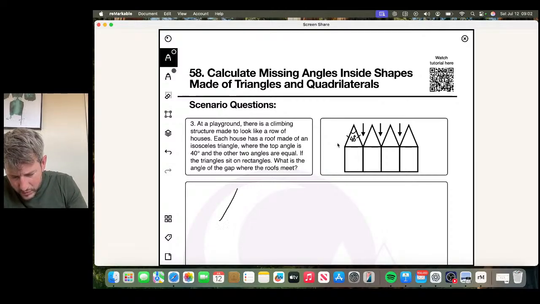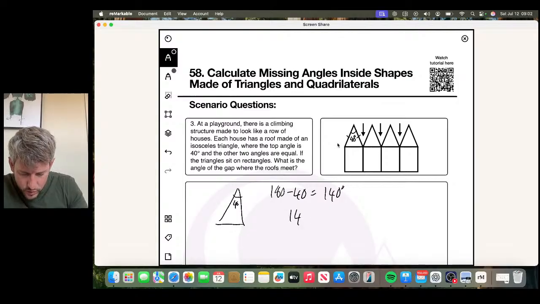I'm just going to draw that out here. If this is 40, 180 take away 40 equals 140 degrees. 140 degrees divided by 2 equals 70 degrees. So these angles are 70. That angle is 70, and that angle is 70, that angle is 70, that angle is 70. So all of these angles at the bottom are 70.